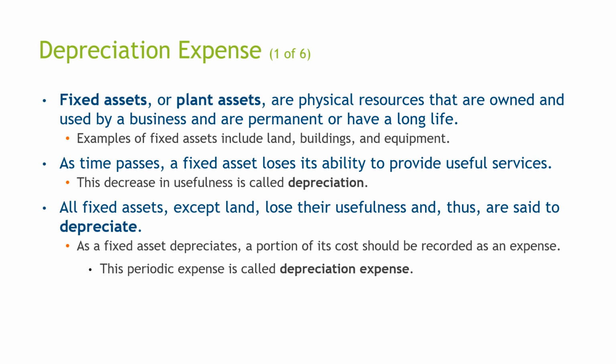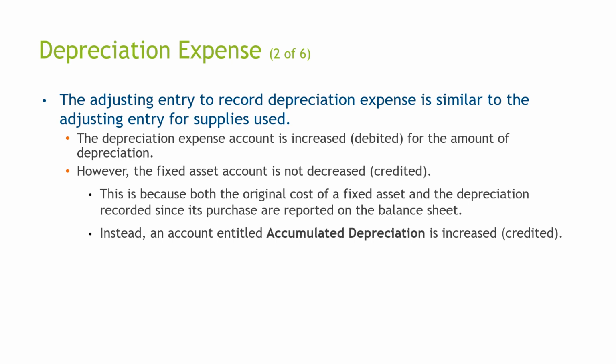So as we do this, we put it into an account called depreciation expense. This type of journal entry is called an adjusting journal entry because we just do it at the end of the period or the end of the year before financial statements. It's nothing that we do on a daily basis.